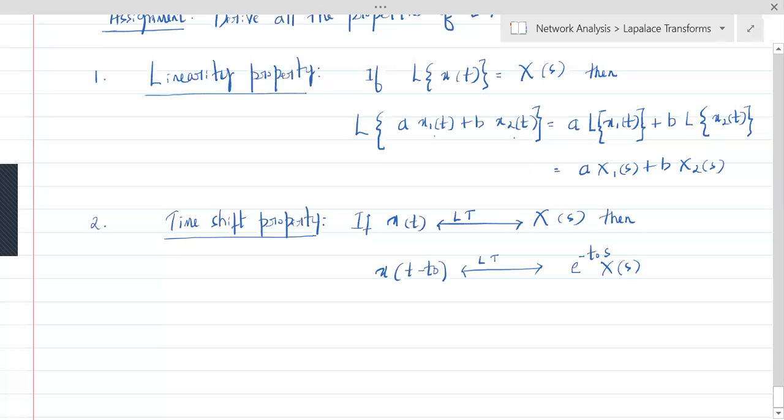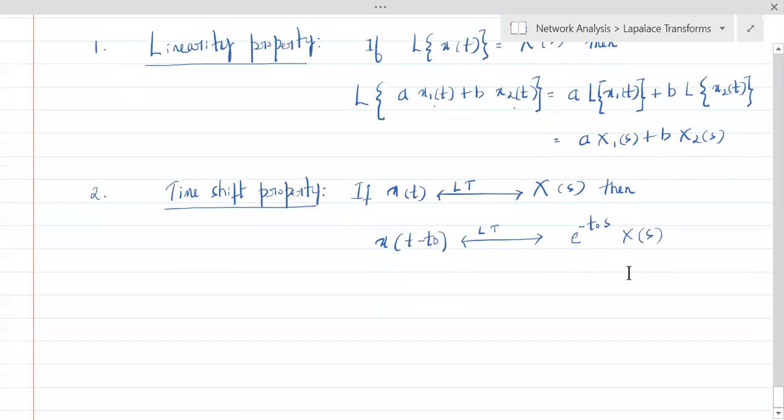Everybody understand it? I'll be writing it clearly. e power minus t naught s into X of s. What is this X of s? X of s is the Laplace transform of x of t. So the signal is x of t, and we need to know the Laplace transform of x of t, that is X of s. Understand that? So the Laplace transform of x of t minus t naught is X of s multiplied by an exponential, e power minus t naught s.